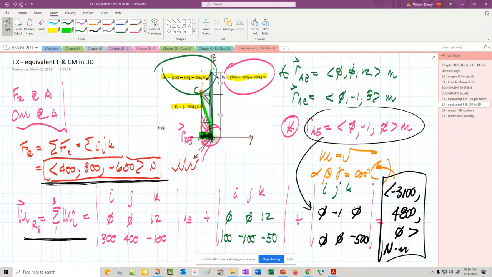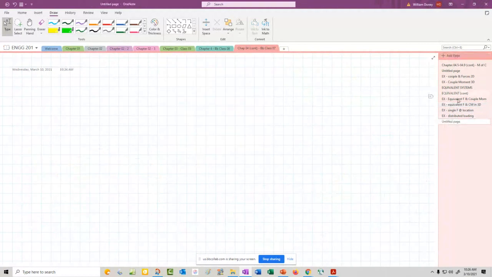All right, so we just found the resultant of a force and couple system, meaning one or more forces and one or more couple moments, any combination of those. Questions there?